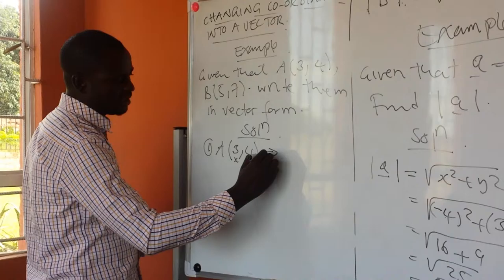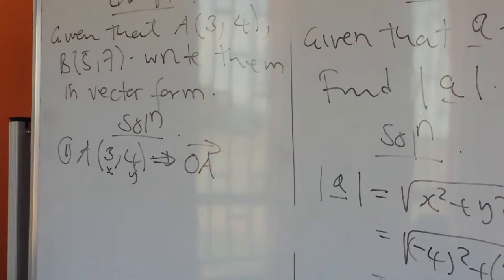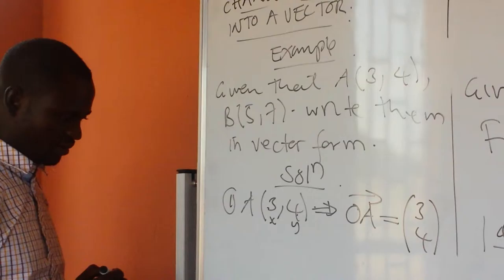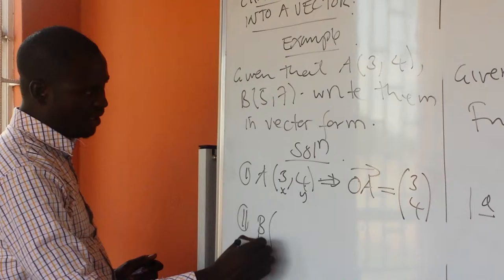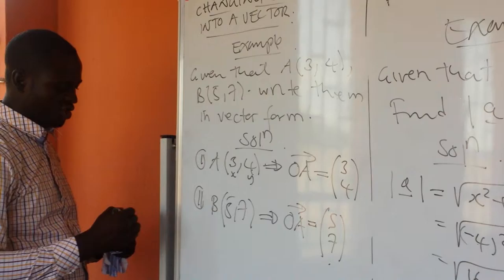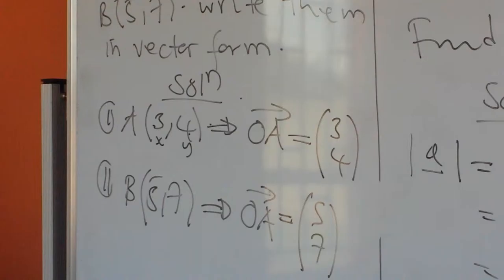Now, when you are changing from a coordinate into a vector, just include O. You say OA. You should imagine that there was a starting point called the origin, because a vector always starts from the origin. So you just say OA equals, then you write it in vector form, (3, 4). So it means I've changed from coordinate into vector. Same thing, I have coordinate B, which is (5, 7). If I change this into a vector, I'll say OB, which is (5, 7).